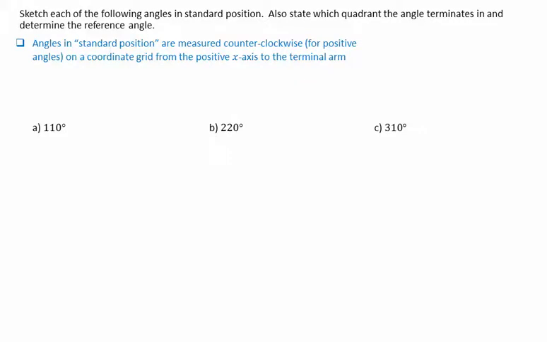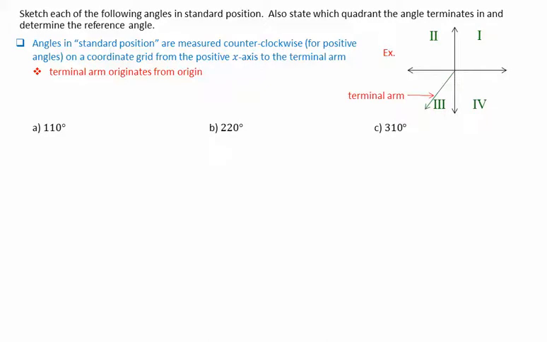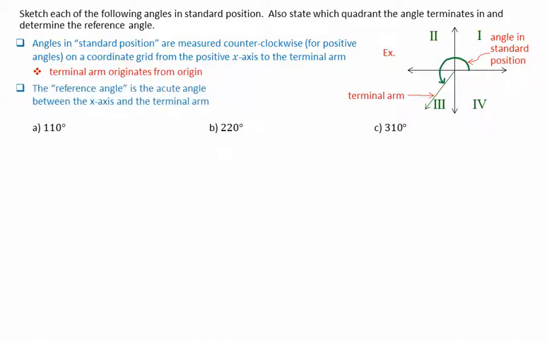Angles in standard position are measured counterclockwise for positive angles on a coordinate grid from the positive x-axis to the terminal arm. The terminal arm originates from the origin. As an example, in this case, here is the terminal arm in quadrant 3. The angle in standard position is measured from the positive x-axis. The reference angle is the acute angle between the x-axis and the terminal arm.